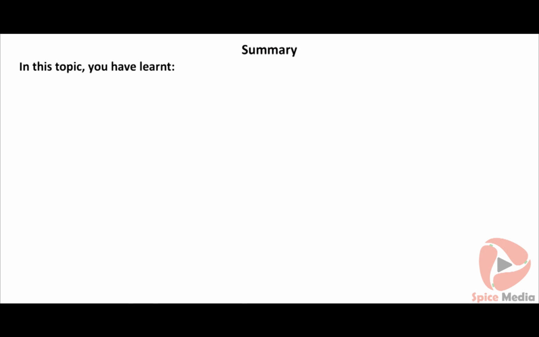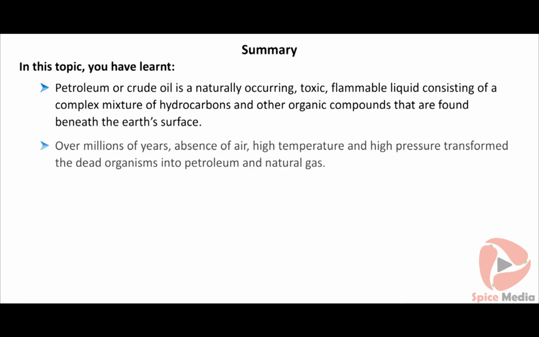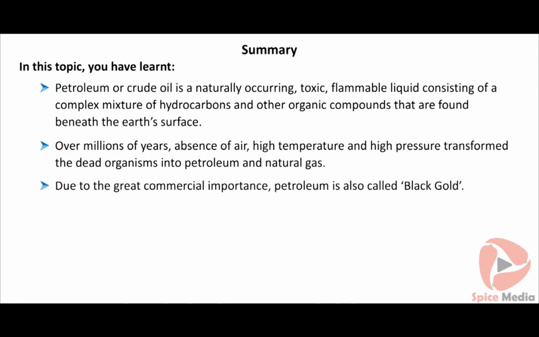In this topic, you have learnt petroleum or crude oil is a naturally occurring toxic flammable liquid consisting of a complex mixture of hydrocarbons and other organic compounds that are found beneath the Earth's surface. Over millions of years, absence of air, high temperature and high pressure transformed the dead organisms into petroleum and natural gas. Due to the great commercial importance, petroleum is also called black gold.